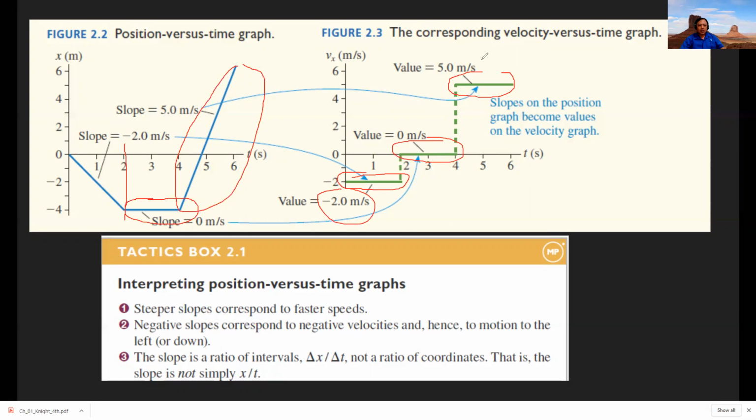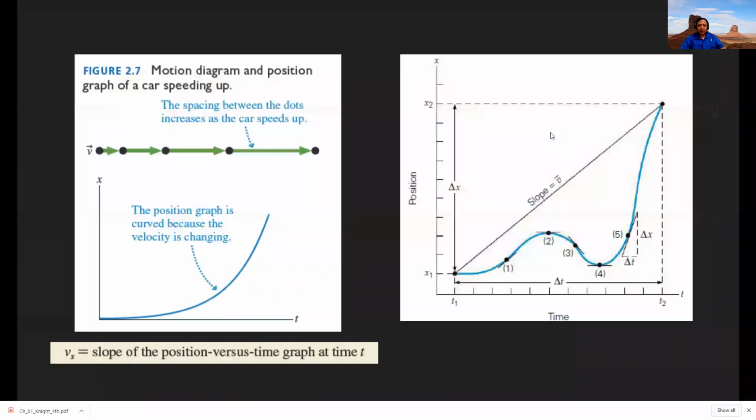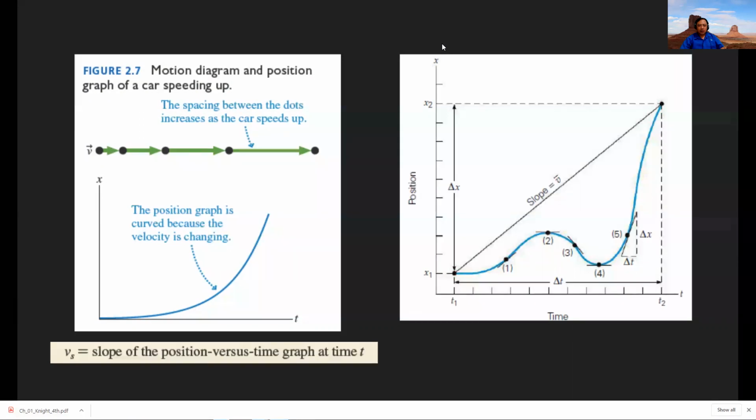Okay, so that's for conversion of position to velocity. And here, what if your motion map shows an object that is speeding up? So in the graph, it's a curve now. It does not have a constant slope because it is already a curve. So what you need to do is to get the tangent line.